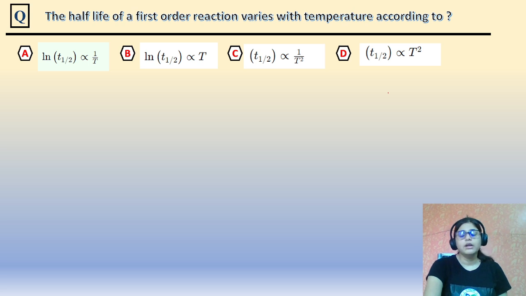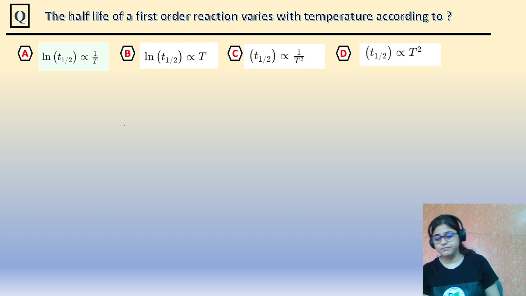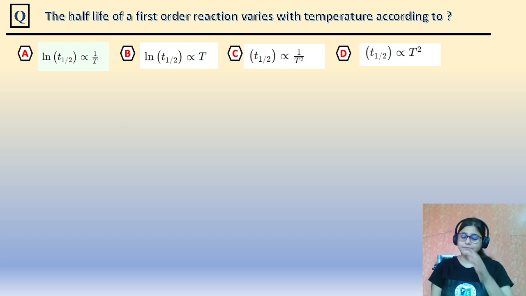Fine. Now coming to the question part, most important thing. The half-life of a first order reaction varies with temperature according to what? Okay. So we have to solve this. We previously told you, I have uploaded I think 3 videos from chemical kinetics.